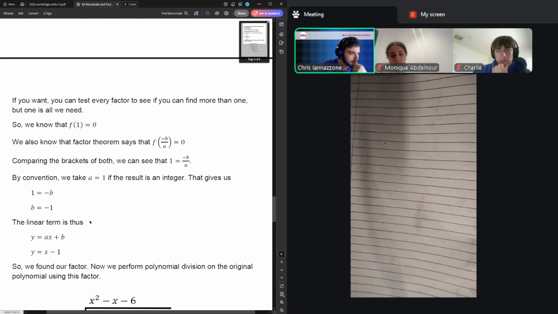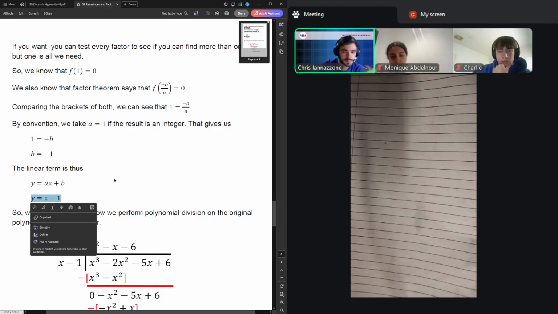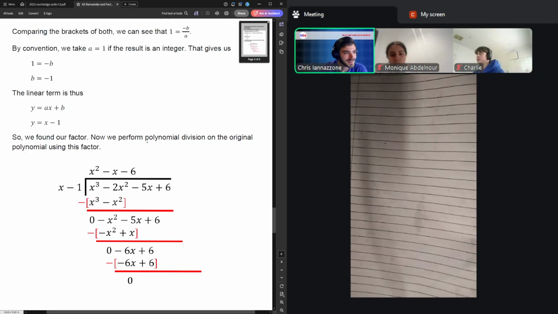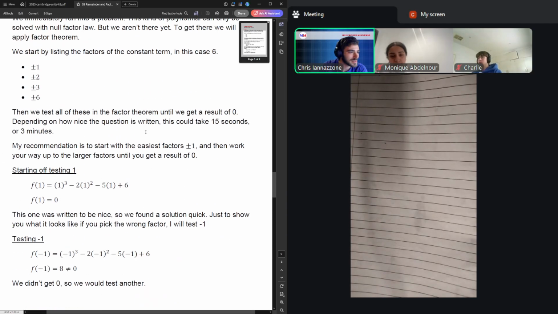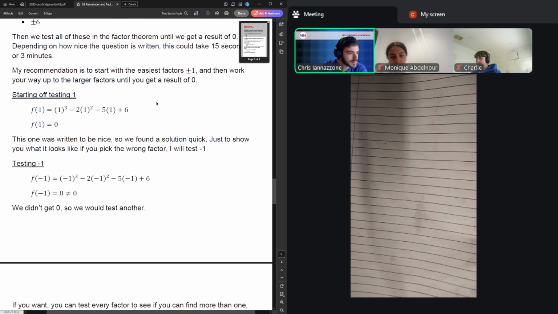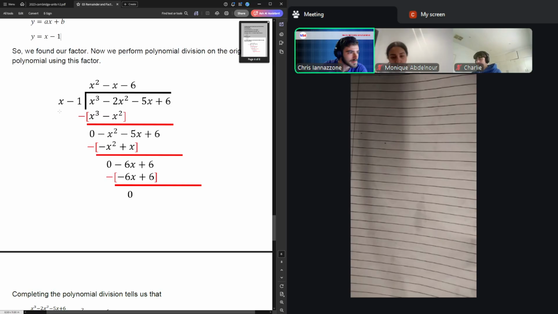That's going to get you b equals negative 1, and well, you have your a equals 1, you have your b equals negative 1, you have thus found your factor. Then, as I said, you can now use that factor to polynomial divide, get your other factor, and then simplify. So, in order, list the factors of this, shove them into f of x until you get 0, use that to figure out your linear, and then sometimes that's all that'll be required.